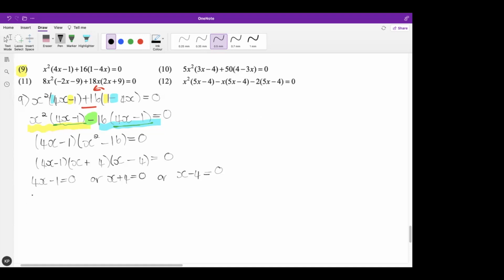Great, guys. Let's work on the first solution. 4x is equal to 1 goes over is 1. Divide by 4, divide by 4. So what's my first solution? X is equal to a quarter. My second solution, what happens if the 4 goes over? Or x is equal to negative 4. And the last one, or x is equal to 4. Beautiful. That was a nice long one.